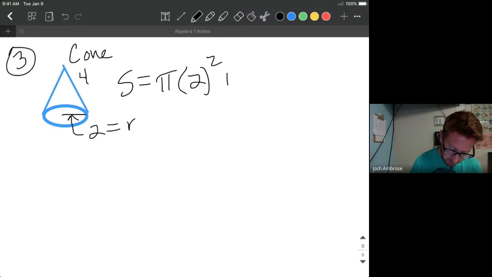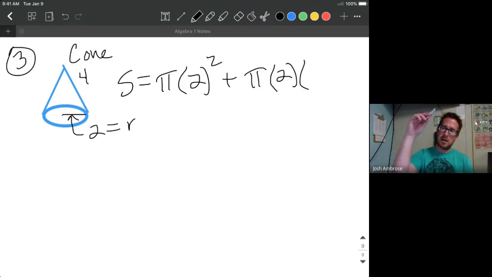And then we need to add that to pi multiplied by r. Again, that's 2. And then there's that lowercase l, which stands for the slant height. Okay? And that is given as the 4. Okay, you'll notice the 4, it's with the side that's tilted.